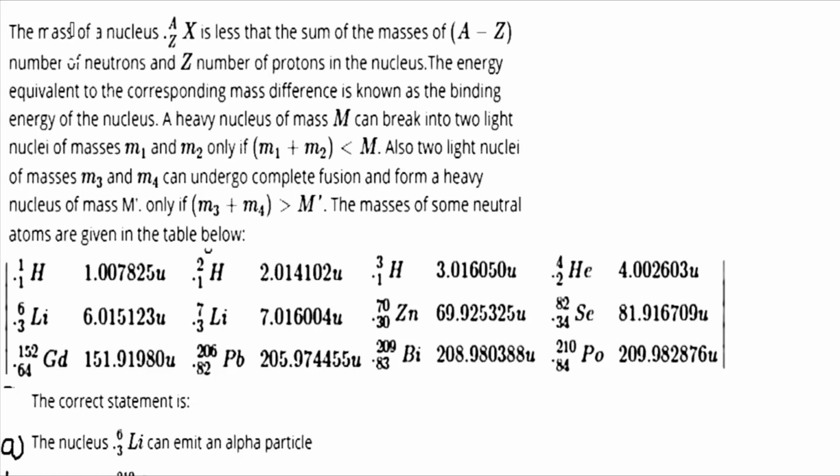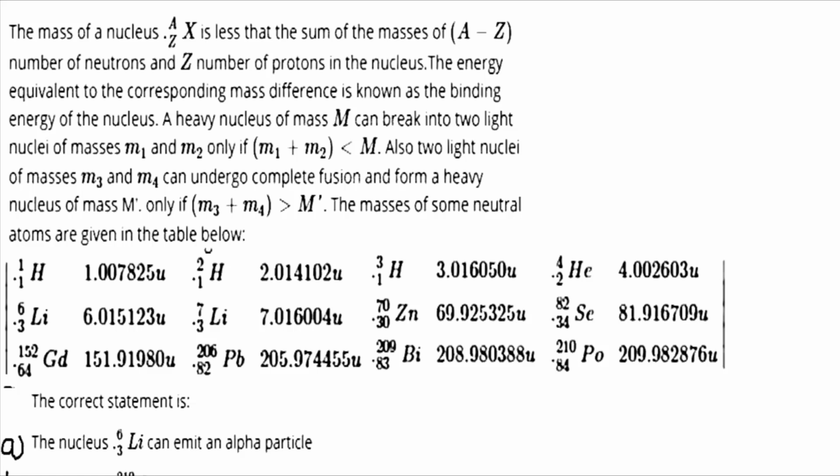Hello everyone, let us start with our question. In this question, it is given that the mass of the nucleus X with mass number A and atomic number Z is less than the sum of the masses of A minus Z neutrons and Z protons in the nucleus. Now the energy equivalent to the corresponding mass difference is known as the binding energy. That means the mass difference corresponds to the binding energy of the nucleus. Now if there is a heavier nucleus of mass M which breaks into two lighter nuclei M1 and M2, this can happen only if M1 plus M2 is less than M.